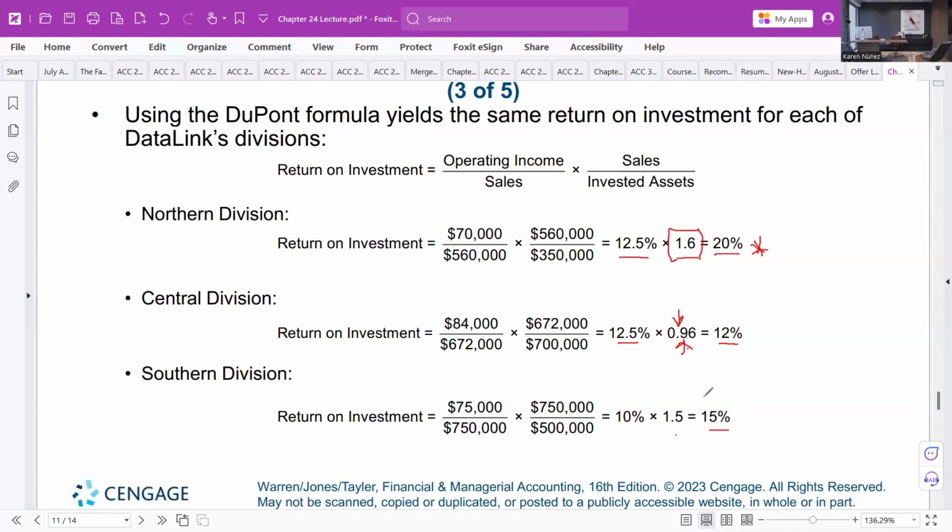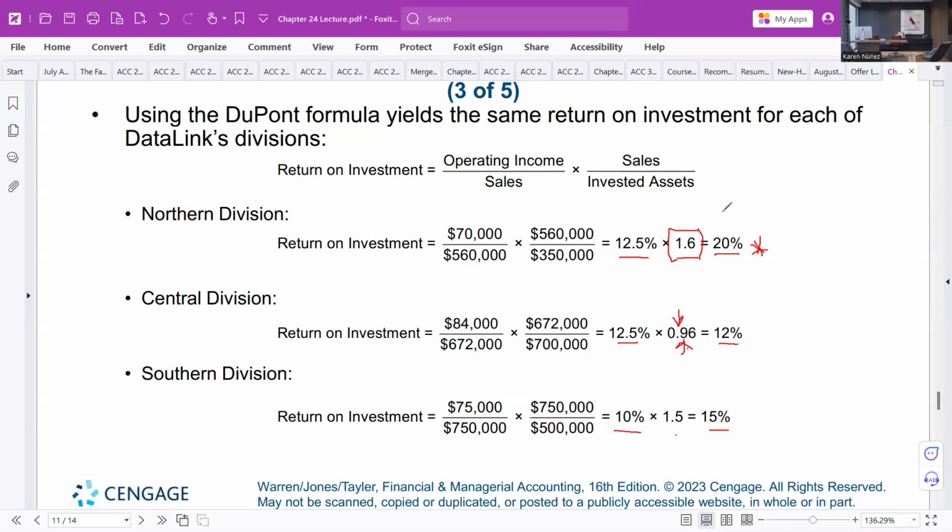And then when we look at the Southern Division, well, they're really suffering with profit margin. They're just not generating enough profits. So given a dollar in sales, they're only getting 10 cents, or 10%, in operating income, not performing nearly as well as the other two divisions. And the investment turnover is just not as good as Northern. It certainly is better than Central, but it's not as good as Northern.